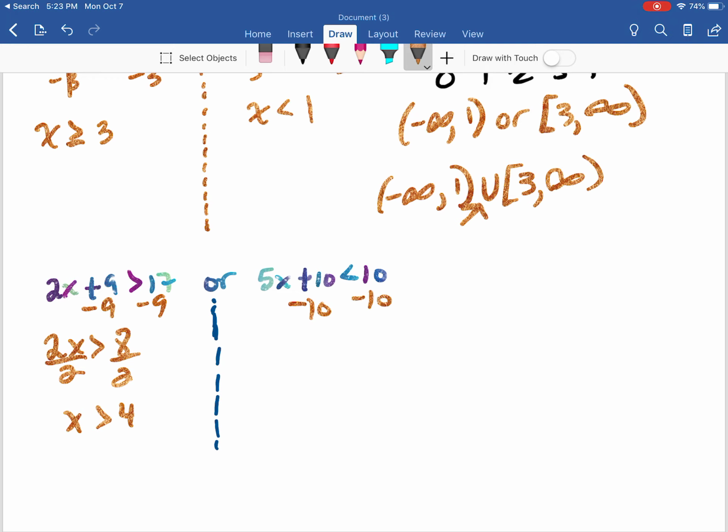Subtract 10, that gives me 5x less than 0. Now I'm going to divide by 5. So that's going to give me x is less than 0. So I have x is greater than 4 or x is less than 0. So let's go ahead and graph this.